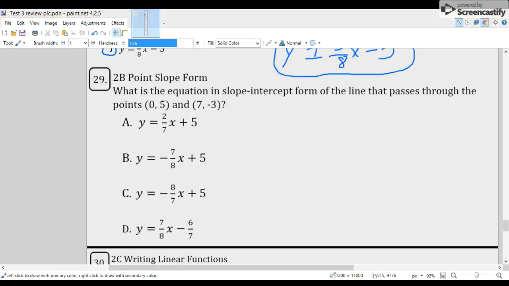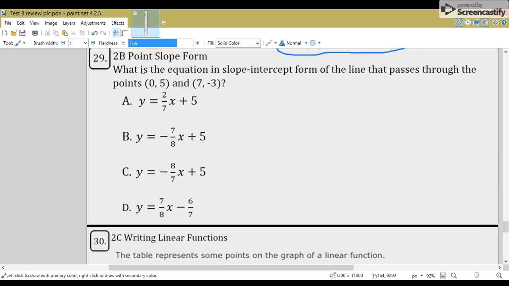29. 2b, point slope form. What is the equation in slope-intercept form of the line that passes through the points 0, 5, and 7, -3? You can use many different kinds of methods for this. For right now, I'm just going to show you the slope formula though. So we have our slope formula, m equals y2 minus y1 all over x2 minus x1.